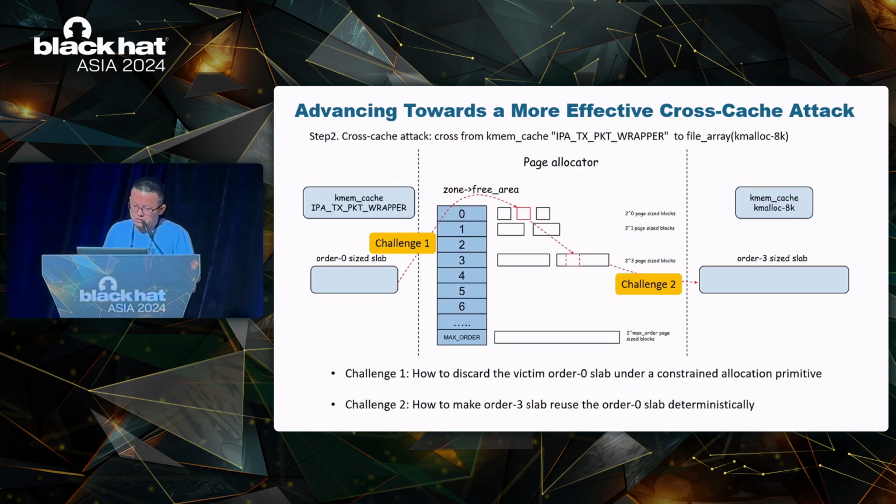This cross-cache just contains two challenges we need to solve. Let's see the first one: how to discard the victim's order 0 slab under a constrained allocation primitive.